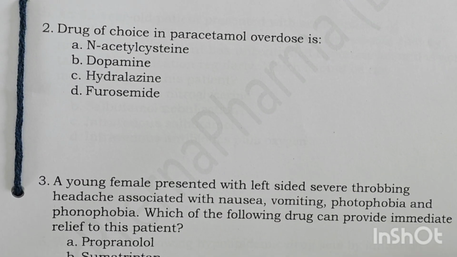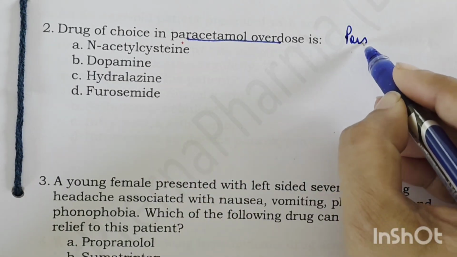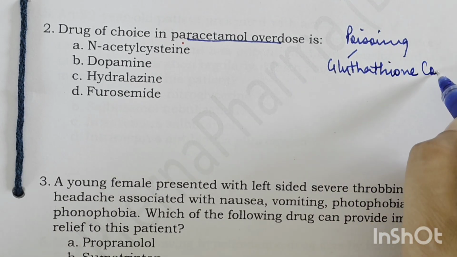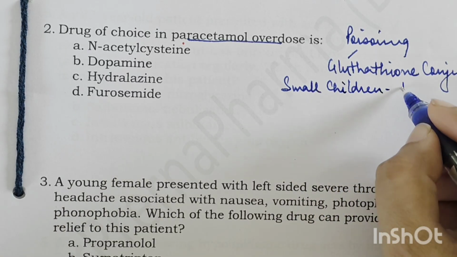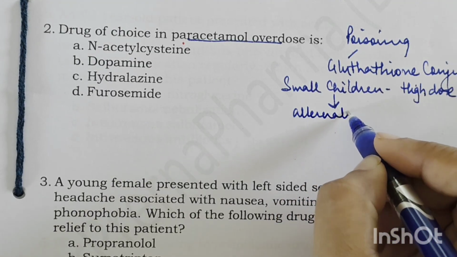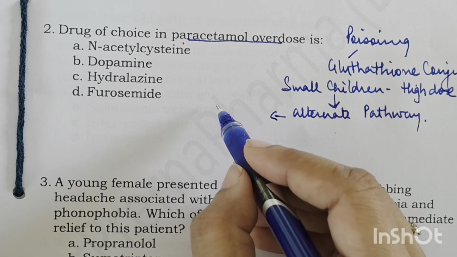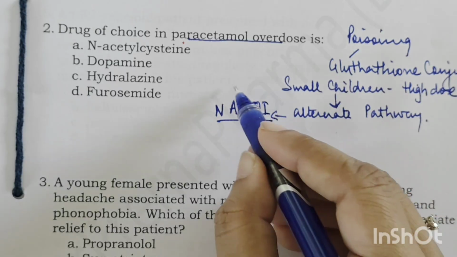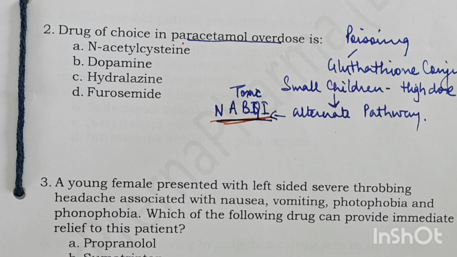Drug of choice in paracetamol overdose. Now paracetamol overdose means poisoning with paracetamol, and paracetamol is metabolized by glutathione conjugation. Now in small children, when paracetamol is given in a very high dose, it results in toxicity. The metabolism goes to an alternate pathway, because there is not enough glutathione, and that results in production of the metabolite N-acetyl benzoquinone imine. This is the toxic metabolite, right? And this toxic metabolite then causes damage to the liver and fever also.